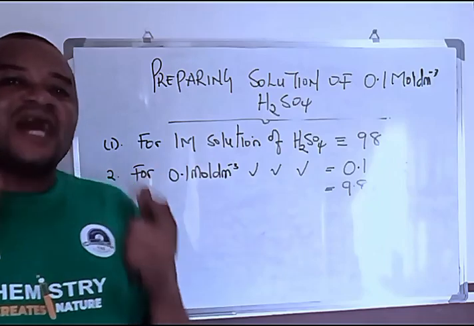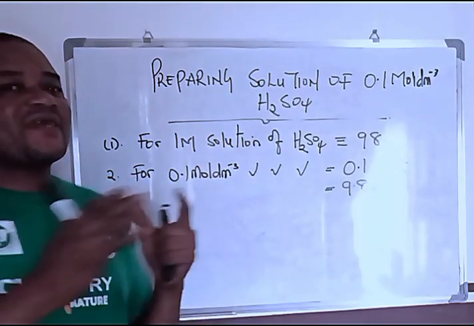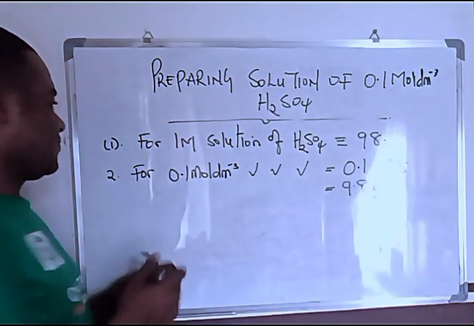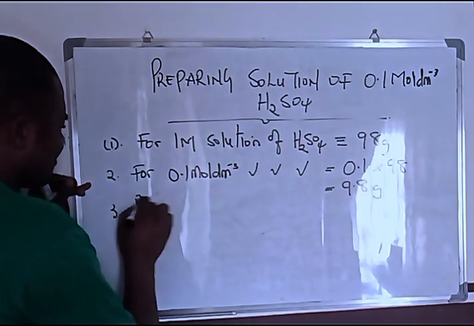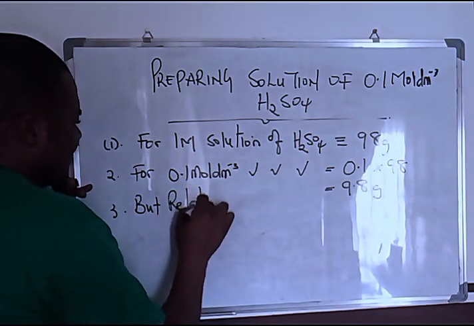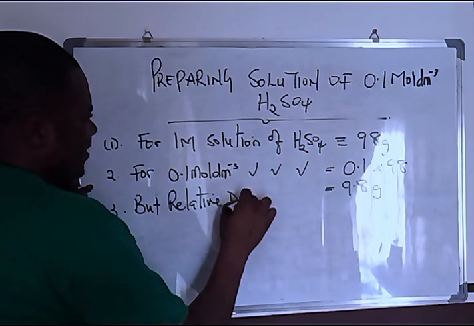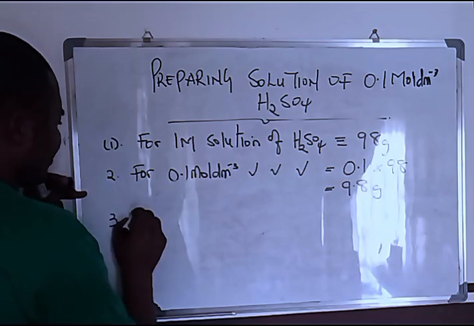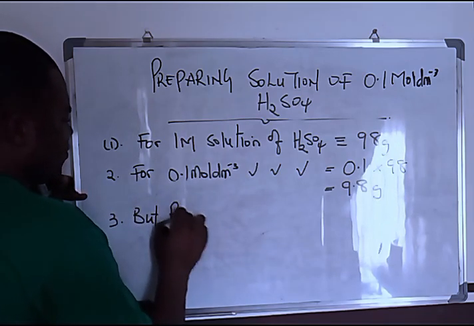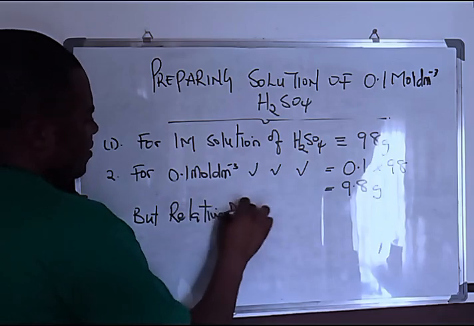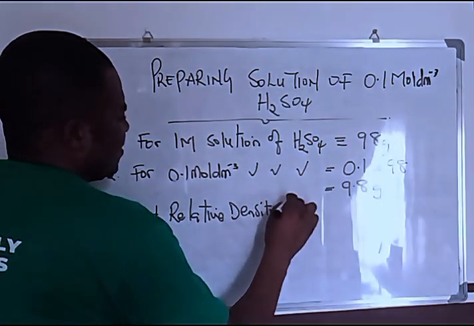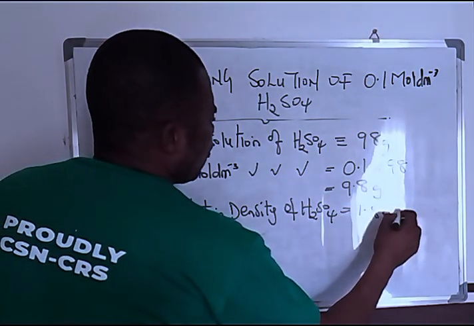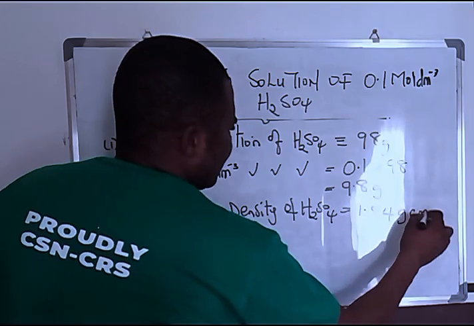And for you to do that, you have to remember that for every sulfuric acid, there is a relative density. So we get the relative density for that. Okay, let me shift this down so we don't have problem jumping on this. So the relative density of sulfuric acid is 1.84 grams per cubic centimeter.